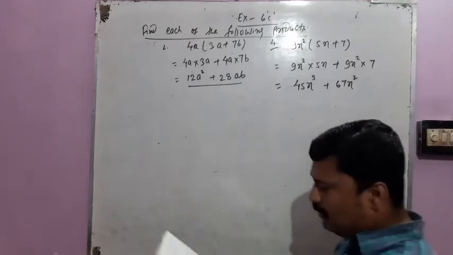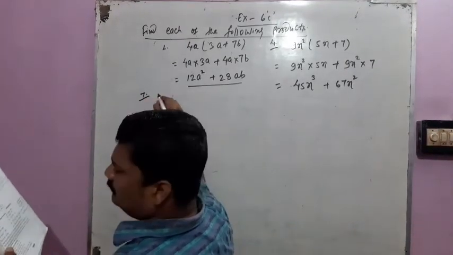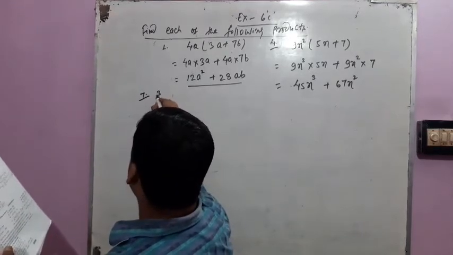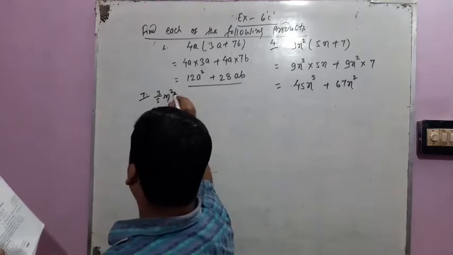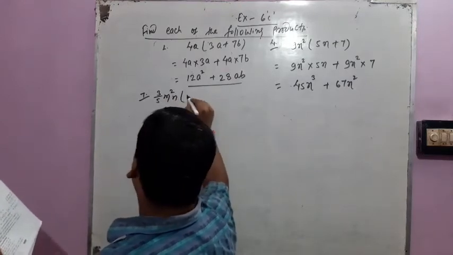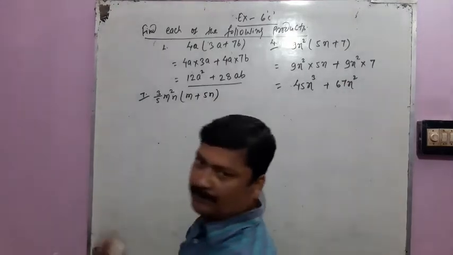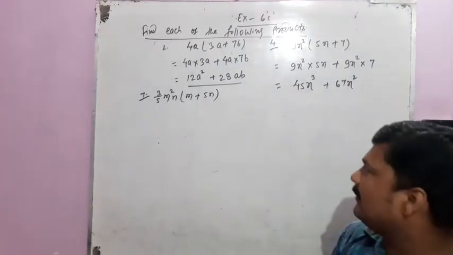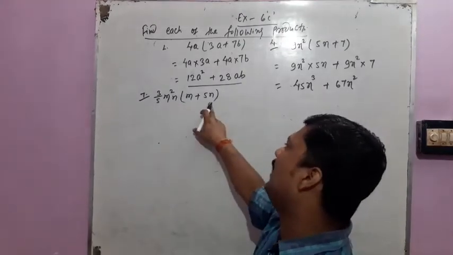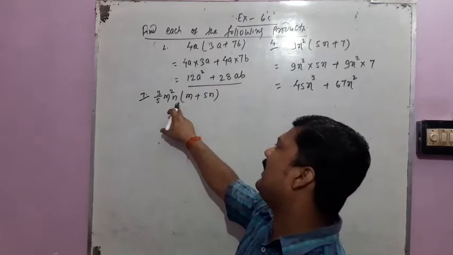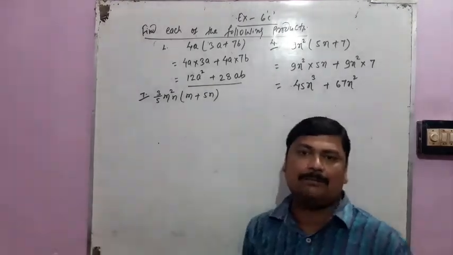Okay. Now look at the next question, question number 7 here. In question number 7, student, it is given that 3 by 5 m square n we have to multiply with m plus 5n. So this one is our monomial and this one is a binomial. 3 by 5 m square n is a monomial, and m plus 5n is a binomial.